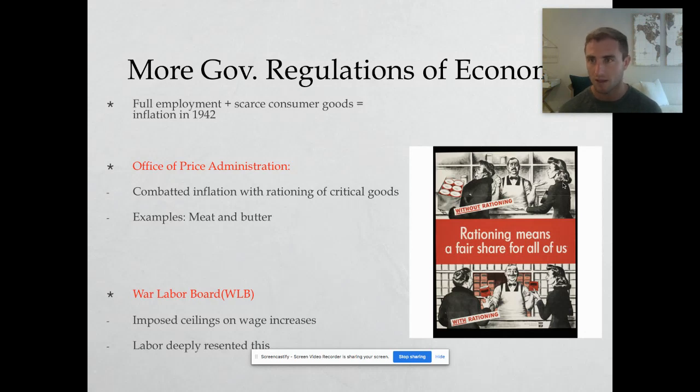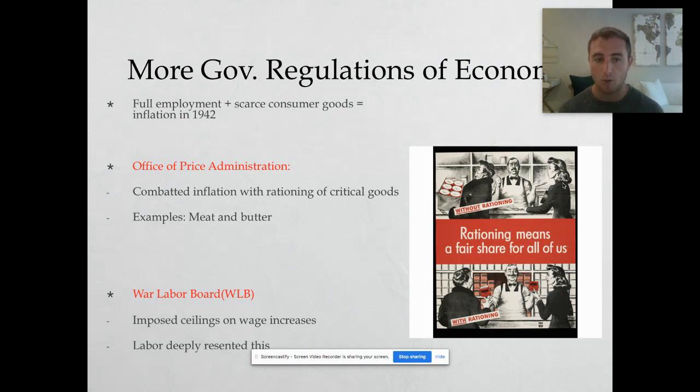We see full employment, and now with many Americans with lots of money in their pockets, but because so many businesses have been transformed to war businesses, we now see a scarcity of consumer goods, a scarcity of goods that people were purchasing previously, refrigerators, cars, food, all of these things. And so with that, we see inflation of those goods. And this is something that the government is concerned about. And so they create an agency called the Office of Price Administration that is going to try and combat inflation by intentionally creating rationing of critical goods. And so the federal government works to fight inflation.